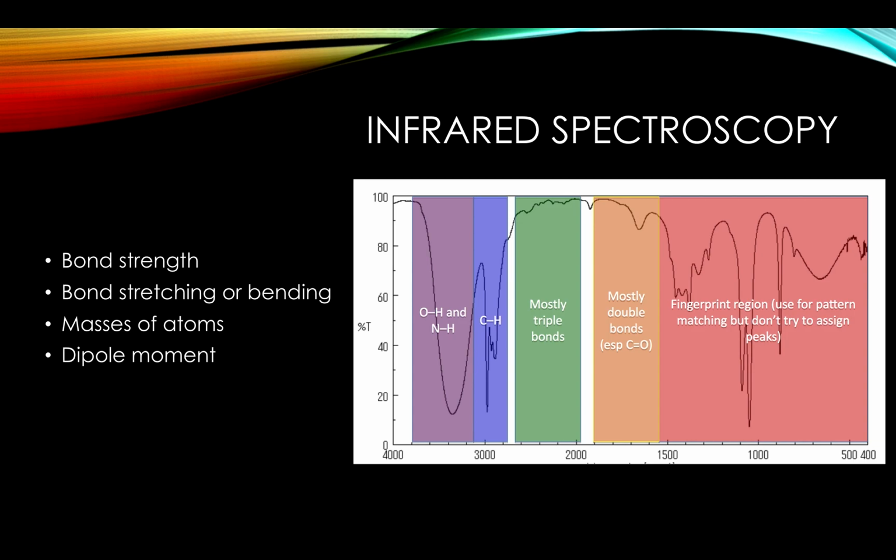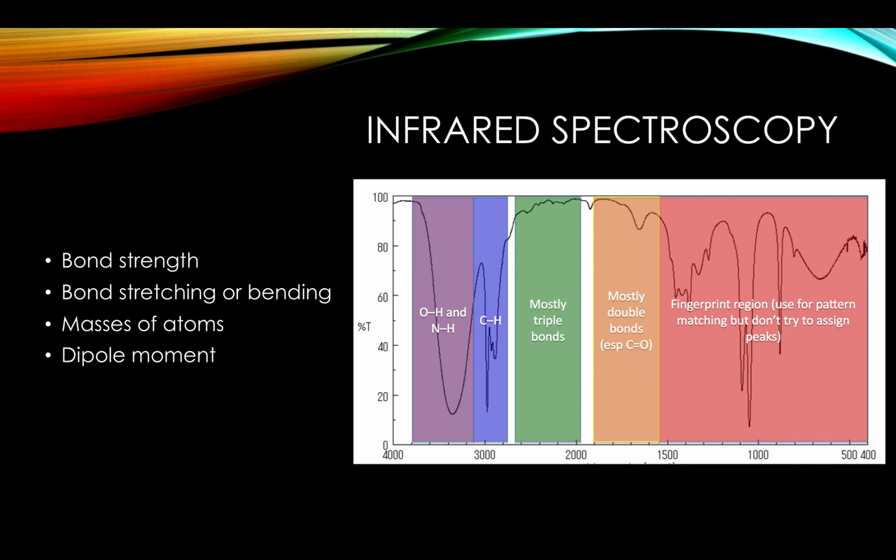The picture on this slide is an IR spectrum. On the right side is the fingerprint region. You don't assign any of the peaks to specific bonds in this region. It is used for pattern matching. As you move to the left of the spectrum, there's a higher frequency and a higher energy. The types of bonds that show up on the left side of the spectra absorb more IR radiation and have more energy. The absorption of IR radiation depends on four things.